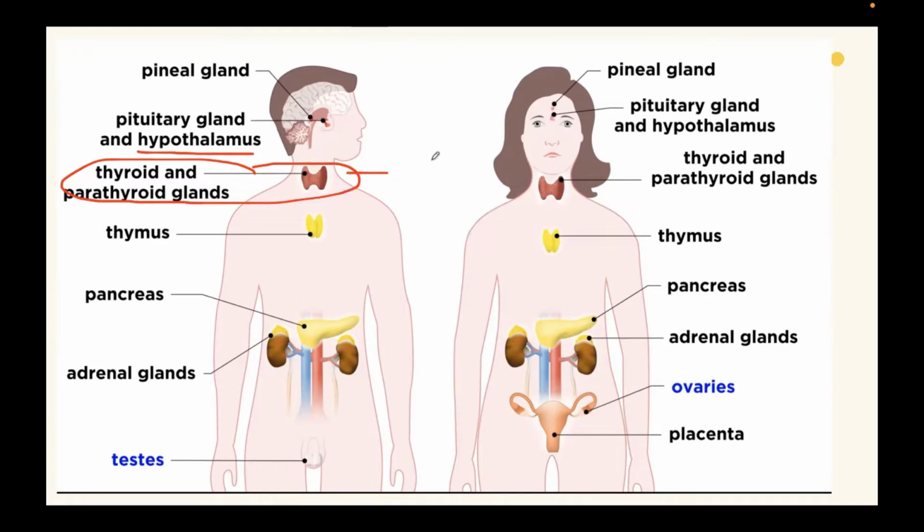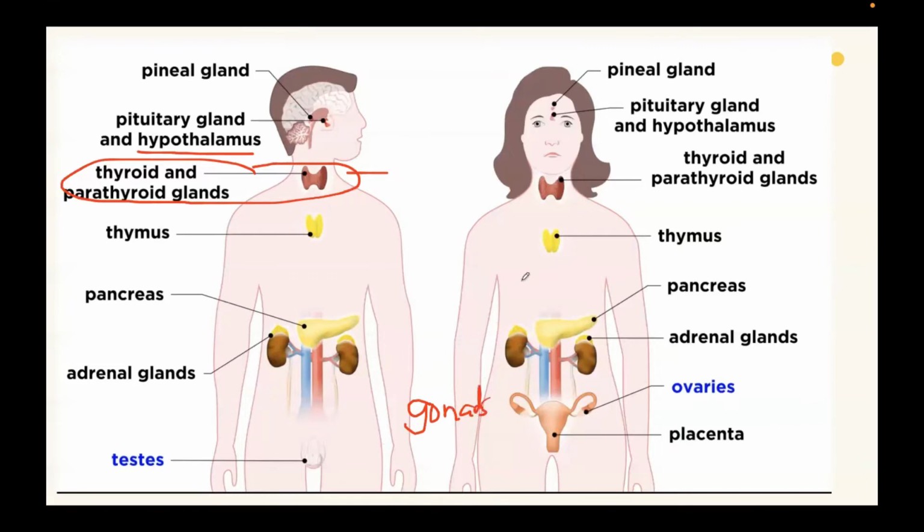Next, we have the thymus. Okay, in the abdomen part, we have the pancreas. And then, the adrenal glands are there by the kidney. And then, we have a collective term for the glands in our lower extremities. We have the testes for the male and for the female, ovaries and placenta. The collective or general term for these is gonads.